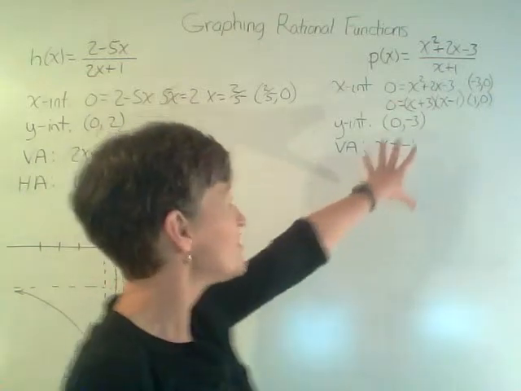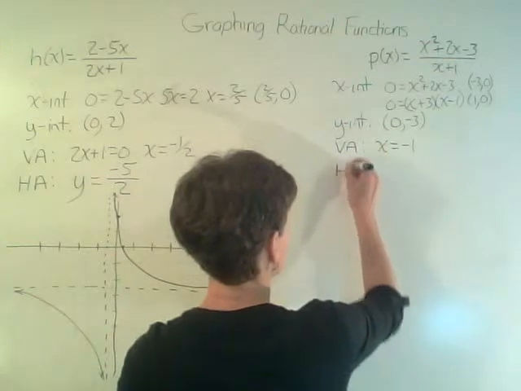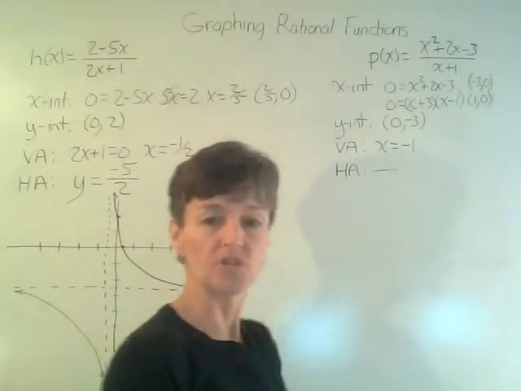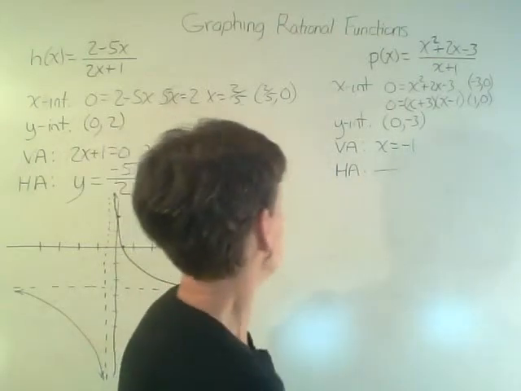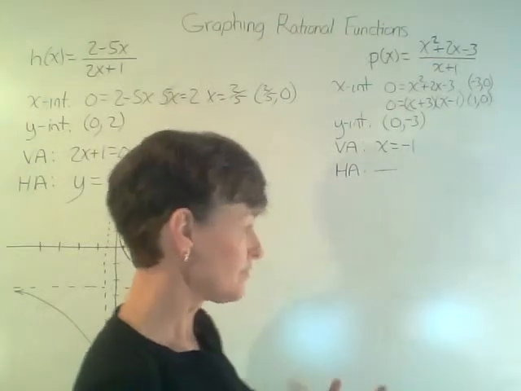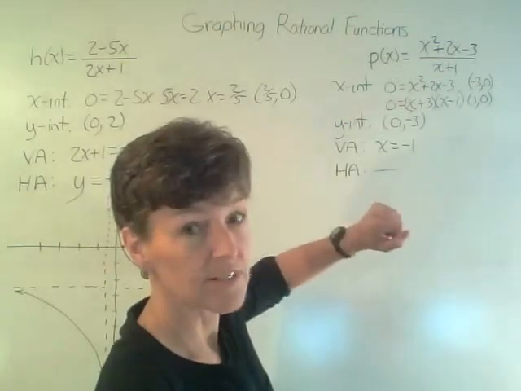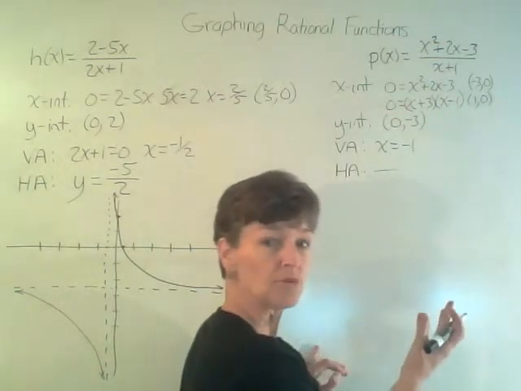All right, functions in this category have no horizontal asymptote. We can go ahead and write horizontal asymptote, and there's not one. That's because there's going to be either a slant or an oblique asymptote. Now, what we're going to do to get that asymptote is divide, because I'm just going to divide it up like I'm turning it into a mixed number.